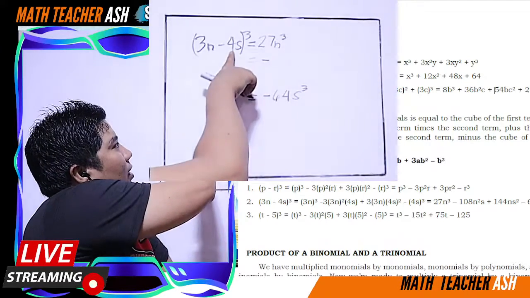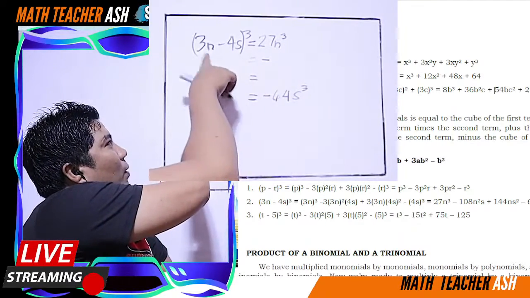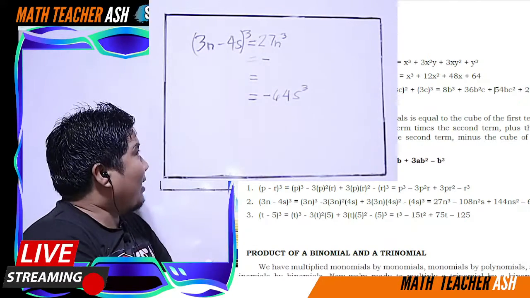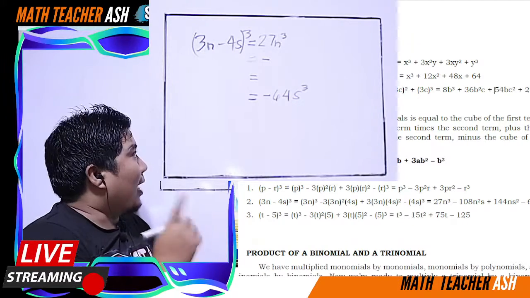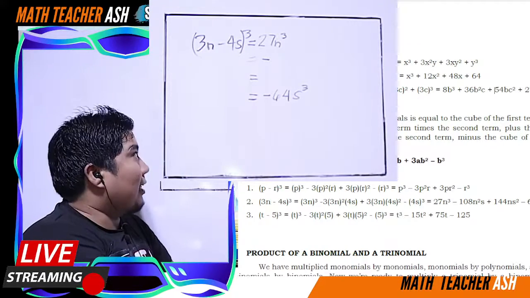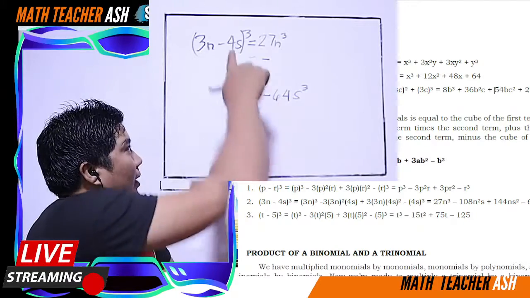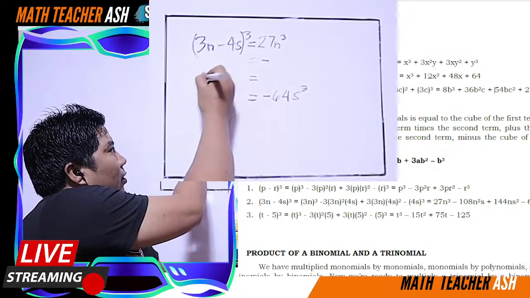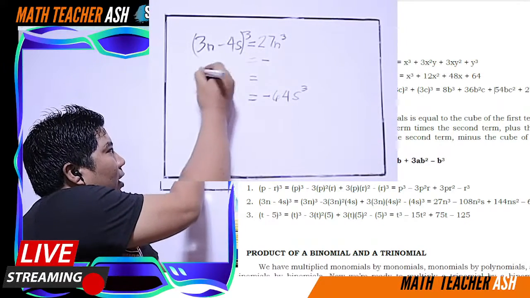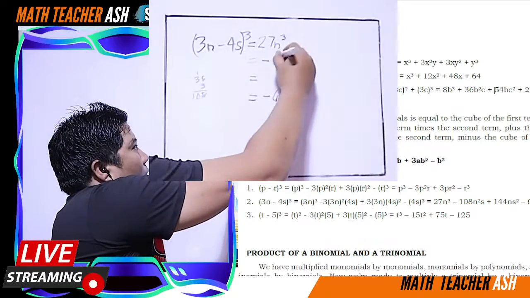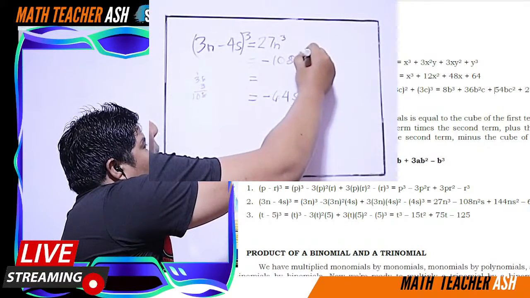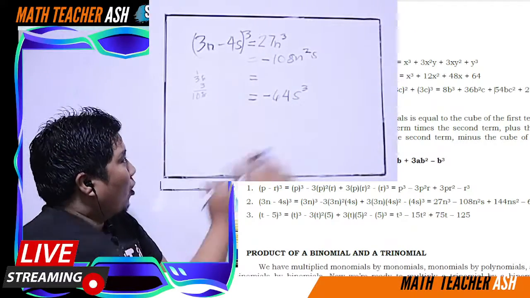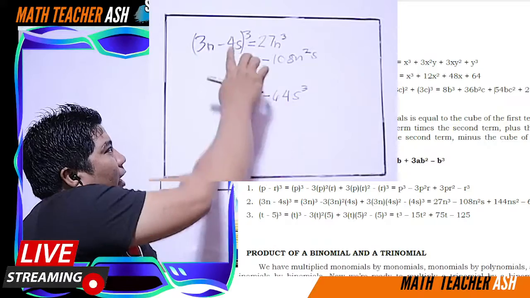We have here, for the second term, ito, dalawang beses nito, tapos isa nito. So, 3n times 3n, 9n. 9n times 4, that is 36n. Pero may s man, so 36ns. Now, yung 36 mo, i-times mo sa 3, that will give you 108. So, 108 n squared s.